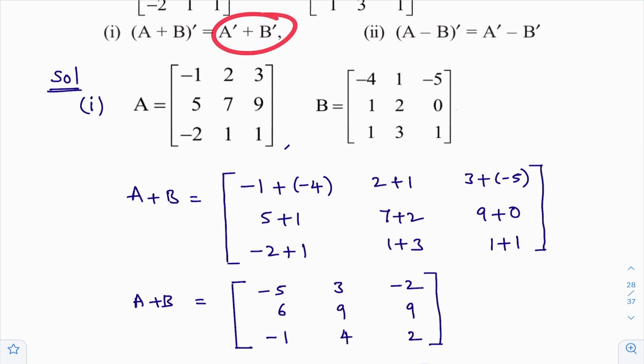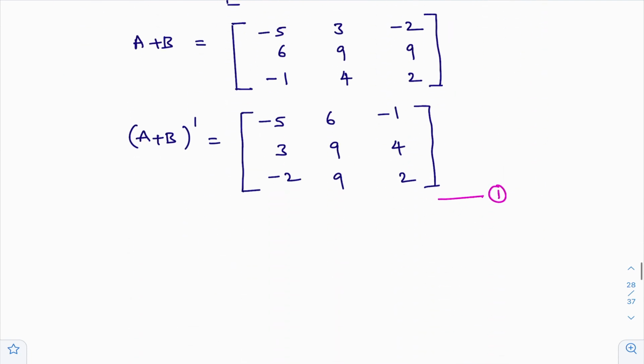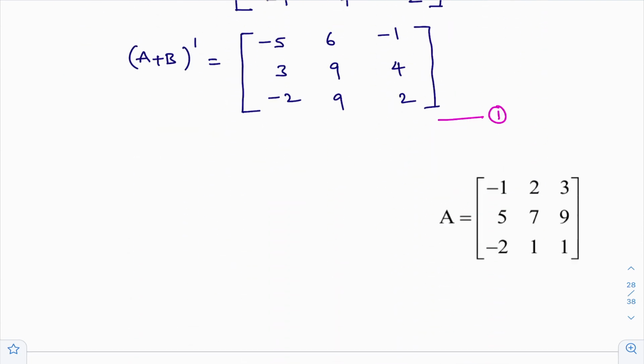Now I need to calculate A dash plus B dash. I'll write A dash plus B dash. A dash: here is the matrix A given in the question, you can see I have written A here. What is A dash?